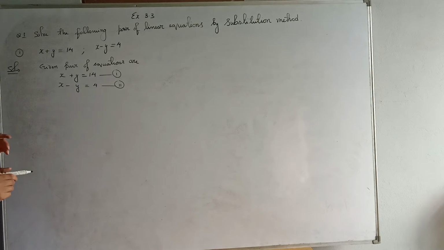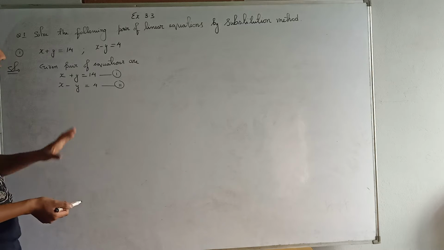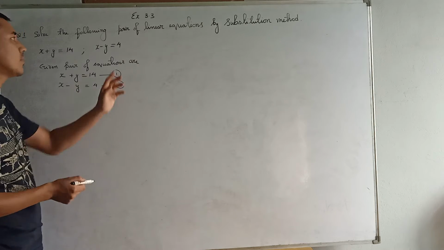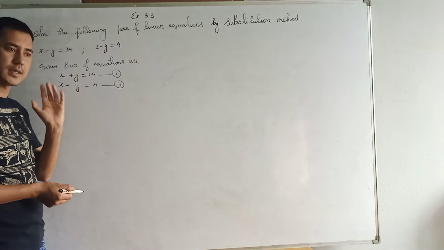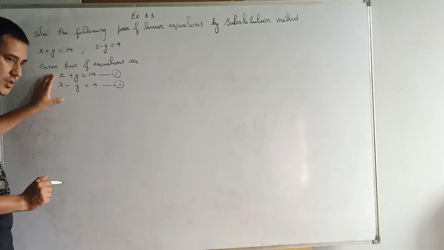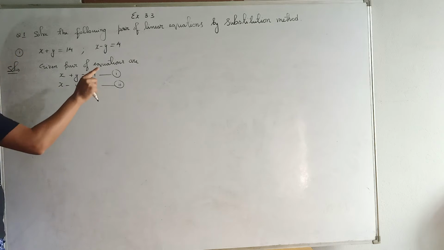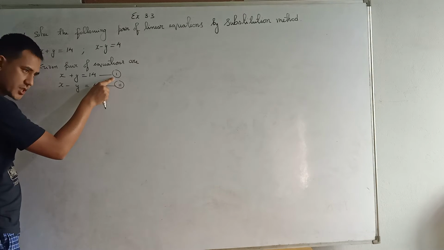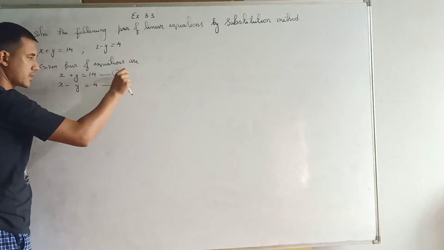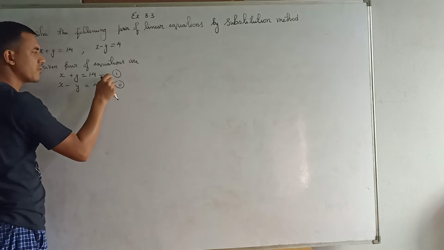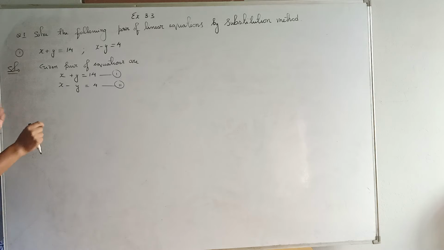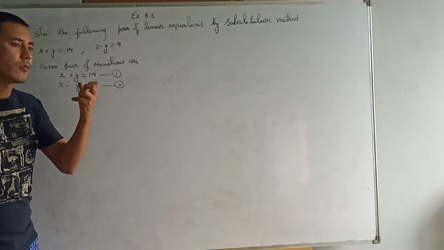There are many different ways to do it by the method of substitution. The simplest is, there are two equations, right? You choose the first equation and find x. If you find x from the first equation, then you will get x in terms of y.